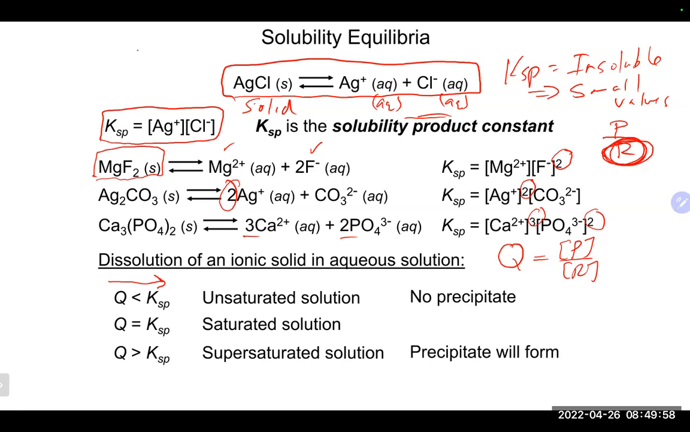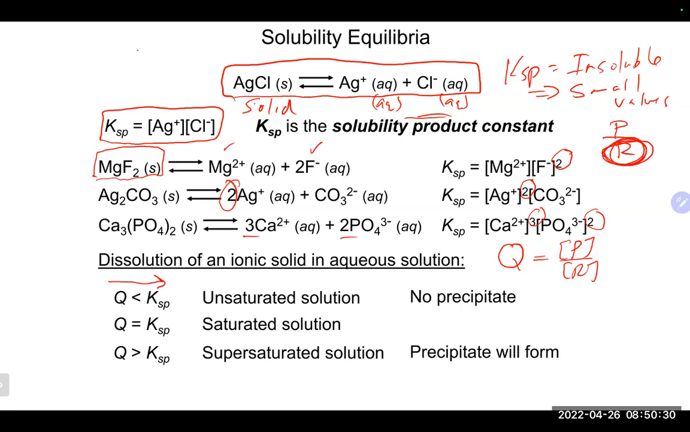An unsaturated solution is a solution where you can dissolve solid in and it will continue to dissolve until you hit the middle, which is a saturated solution. That is when Q could equal Ksp. A saturated solution is one where you hit the maximum amount of solid that would dissolve at a given temperature. If you add any more solid, nothing more will dissolve.